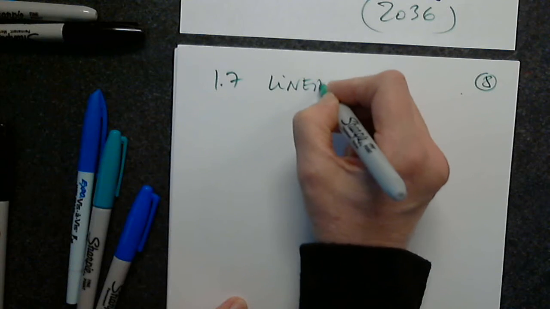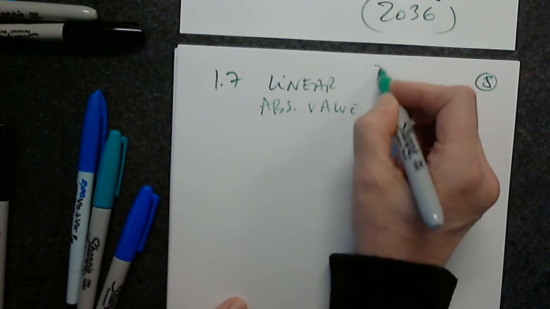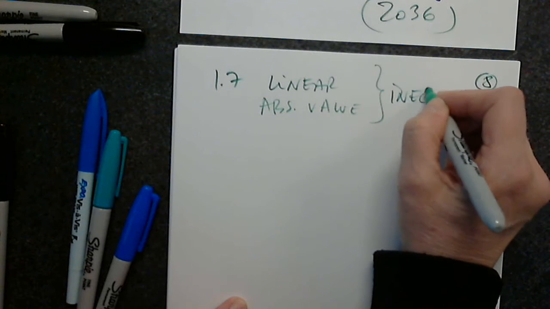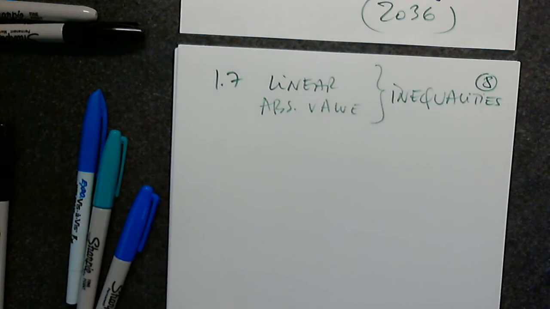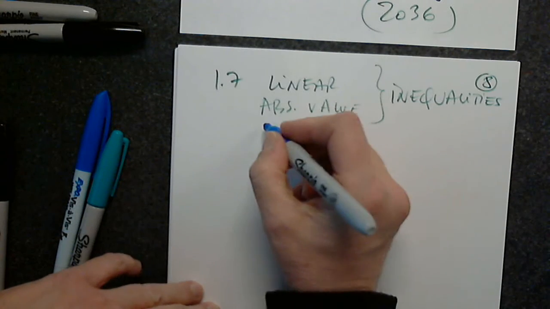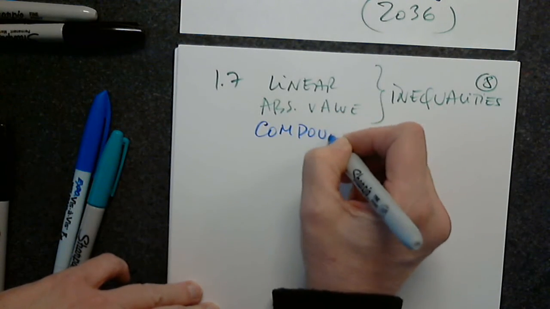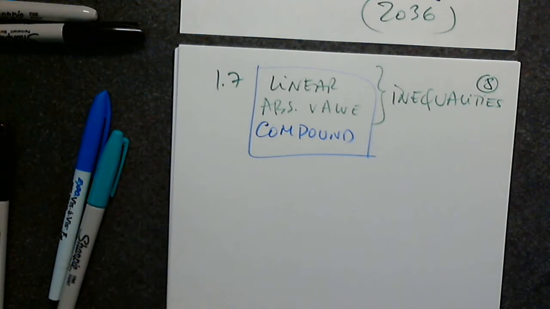Linear and absolute value inequalities. Of course, there is also something called compound inequality. So basically, you could say kind of three types. Let's start refreshing our memory on linear.